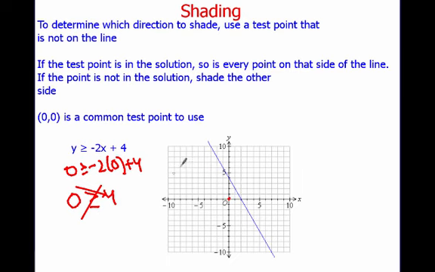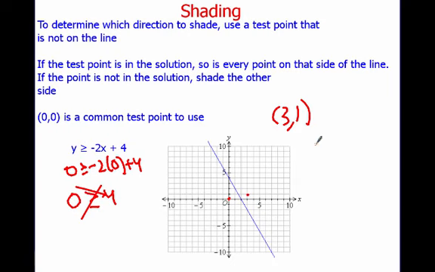What that tells me is that none of the points over here are going to be in my solution, so that's not the way I want to shade. Now what I am going to do is go over here and pick a different point on the other side of the line. That point right there is 3, 1. Now I'm going to test this out and see what happens.